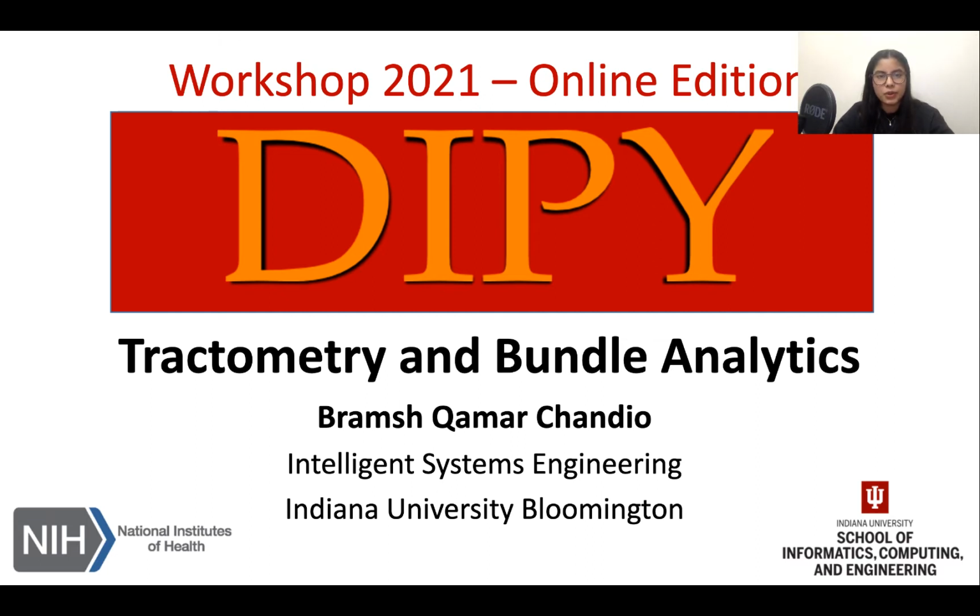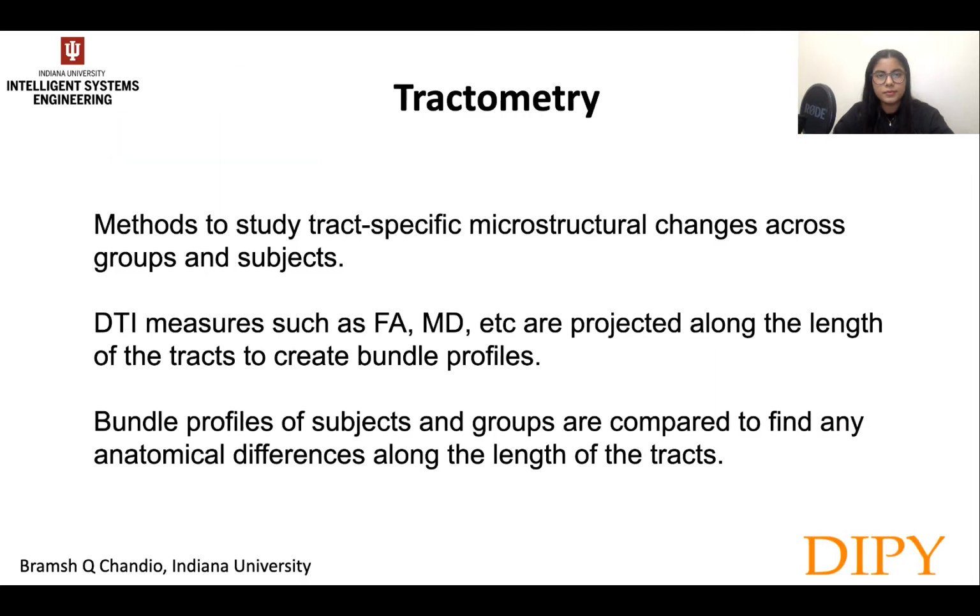This session will be focused around tractometry and bundle analytics. Tractometry is a set of methods to study tract-specific microstructural changes across groups and subjects. DTI measures such as fractional anisotropy and mean diffusivity are projected along the length of the tracts to create bundle profiles. Bundle profiles of subjects and groups are compared to find any anatomical differences along the length of the tracts.